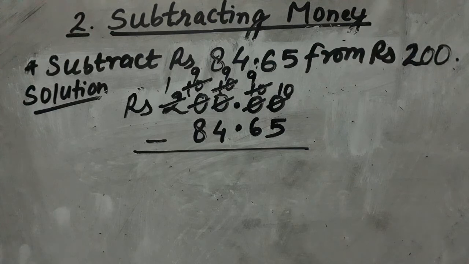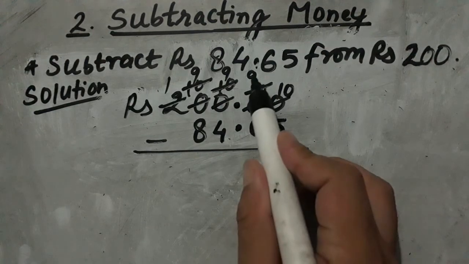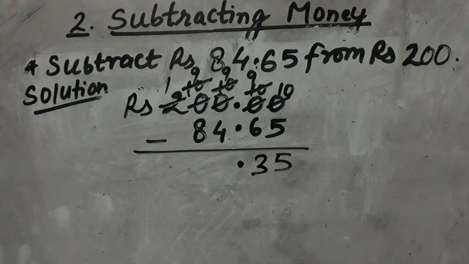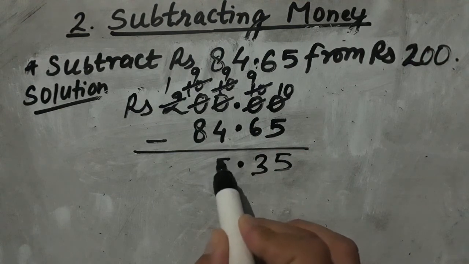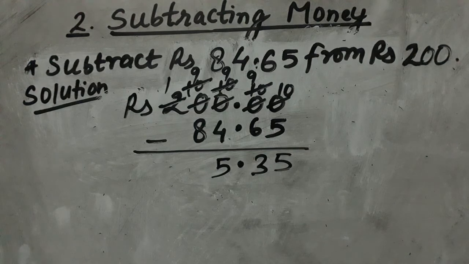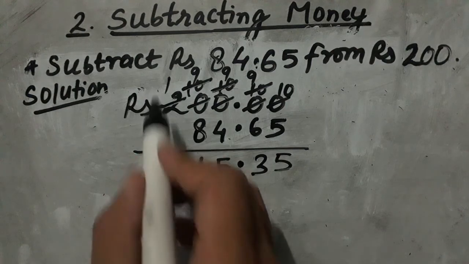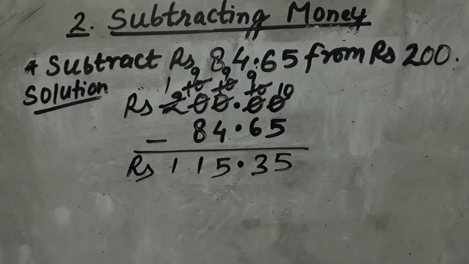Now 10 minus 5 is 5. 9 minus 6 is 3. Now we have to write the decimal, maintaining the vertical line. Similarly, 9 minus 4 is 5. And similarly, 9 minus 8 is 1. Now it is 1 rupees. So students, subtracting 84 rupees 65 paisa from rupees 200, we have got rupees 115 and 35 paisa.